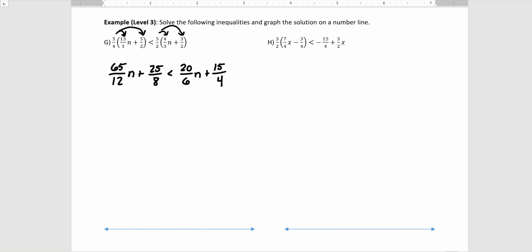Woof. Ugh, this is gross. All right, so we've got all sorts of numbers going on here. Let's see. What would be the smartest way to approach this?